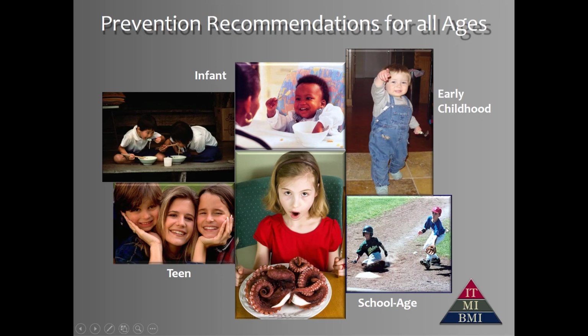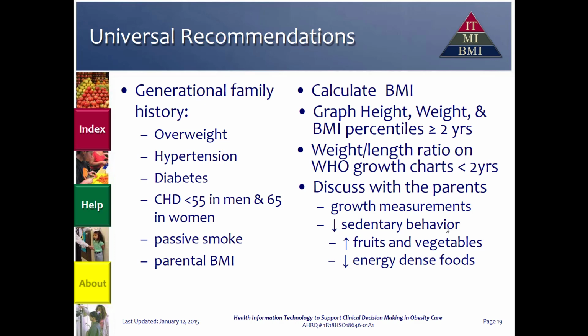These guidelines include specific recommendations for all age groups. The universal recommendations are a generational family history, asking about any overweight, obesity, hypertension, diabetes, cardiac disease, and stroke, passive smoke, and parental BMI. There's a very strong correlation between parental overweight and obesity in children. And as a matter of fact, if you have two overweight parents, you're 13 times more likely to be overweight or obese than a child with normal weight parents.